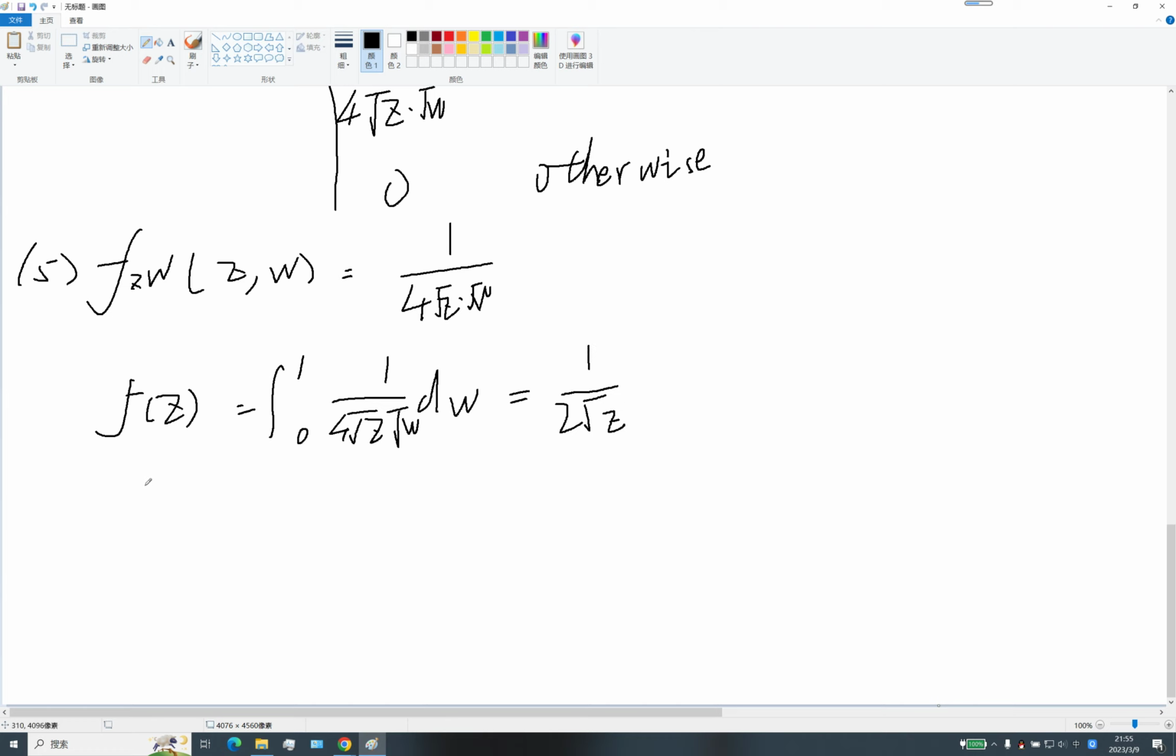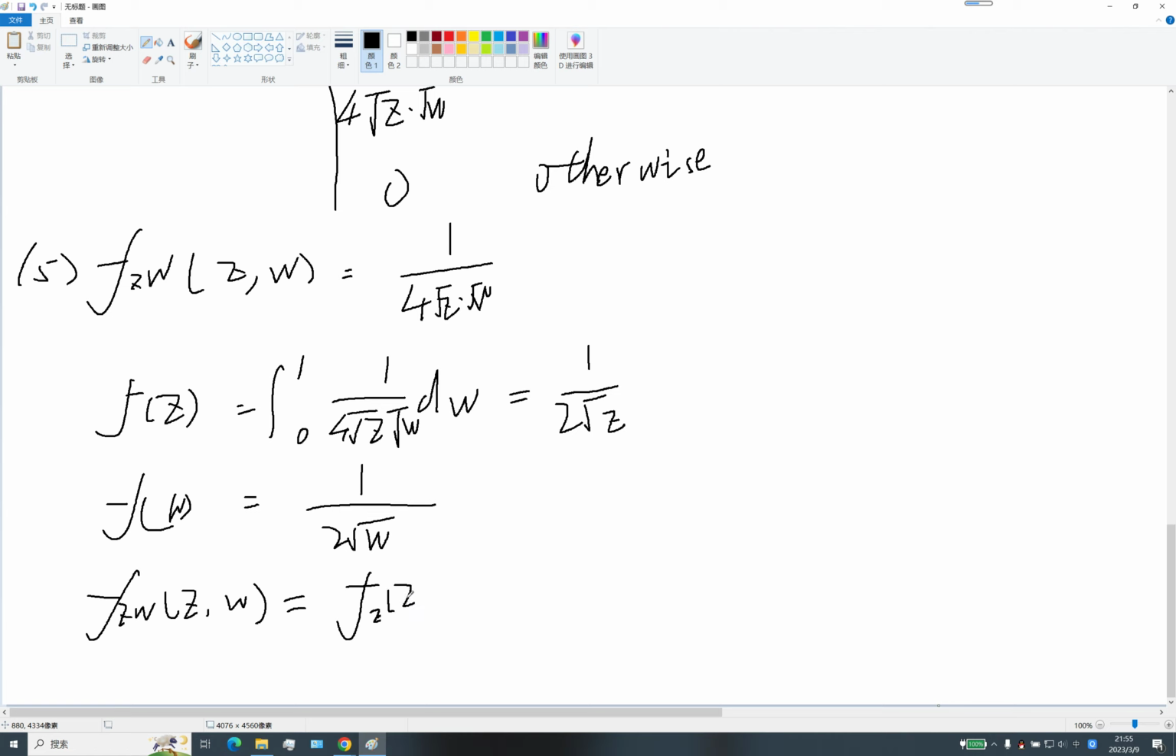So we can get f_W(w) in the same way. So we know that f(z,w) is equal to f_Z(z) multiplied by f_W(w). Because of this, we know that Z and W are independent, so X squared and Y squared are independent.